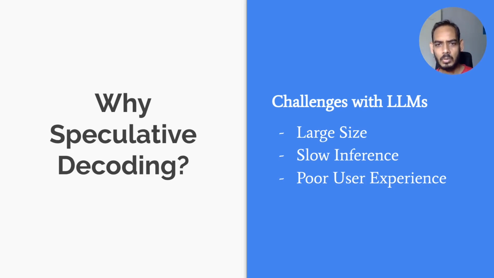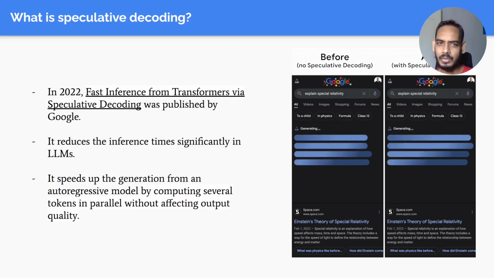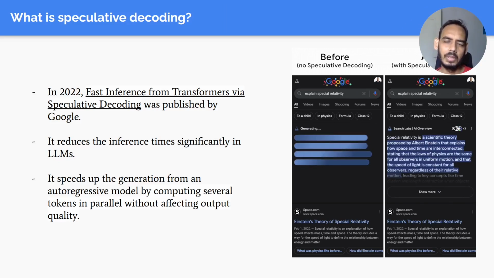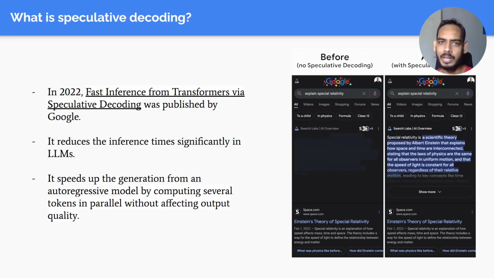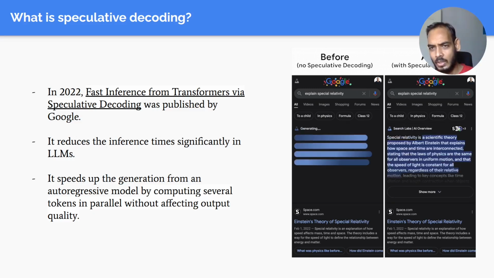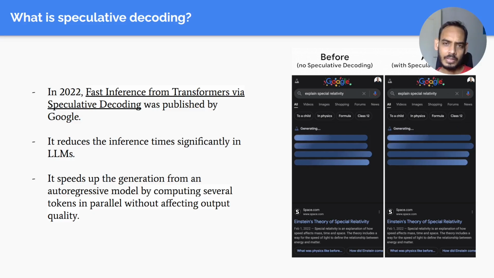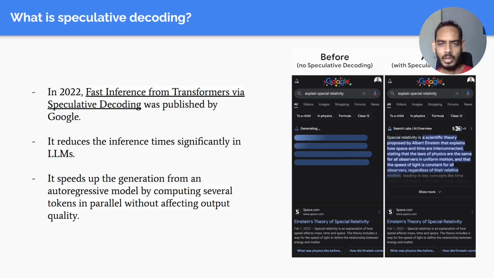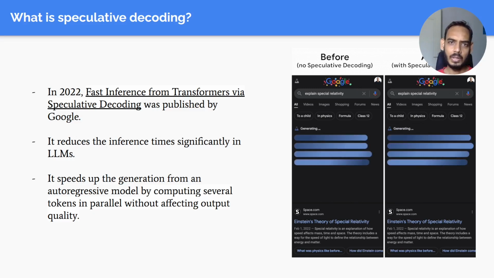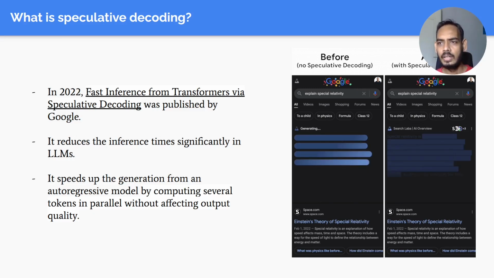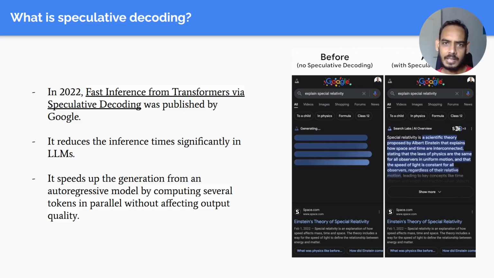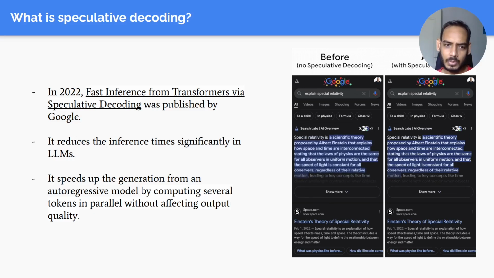So let's understand what speculative decoding is and how it can help you reduce the time taken for doing inference through an LLM. The whole idea is to reduce the inference time significantly. In general, when you're doing inference through LLMs, it has to generate one token at a time, and the output token is again taken as an input to generate the next tokens.